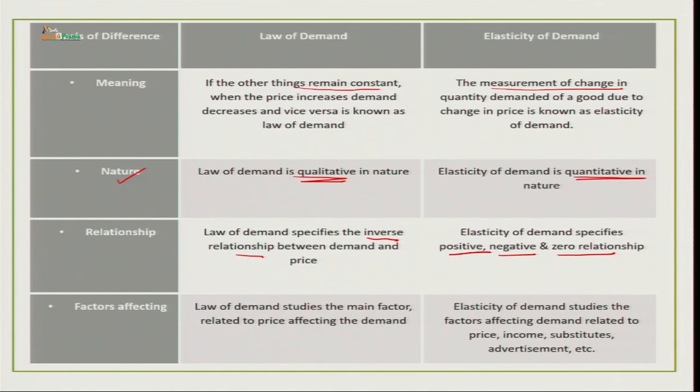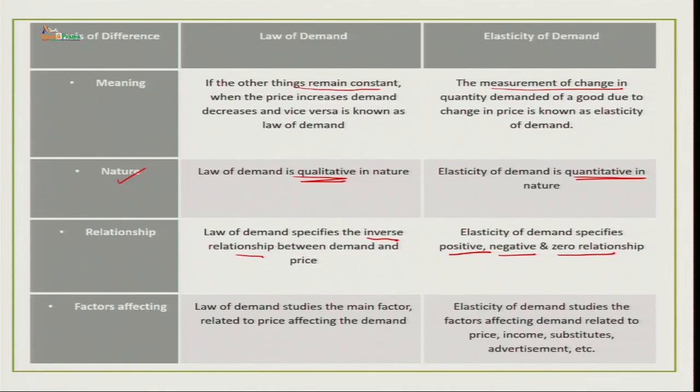And lastly, the factor which we are considering for law of demand is only price. Price is the only factor which has been taken into consideration for the study of law of demand, whereas in elasticity of demand, we can establish how much change has taken place in the quantity demanded due to the price, income, substitutes, advertisement, and so on, right. So, this is how we basically differentiate between the law of demand and the elasticity of demand.